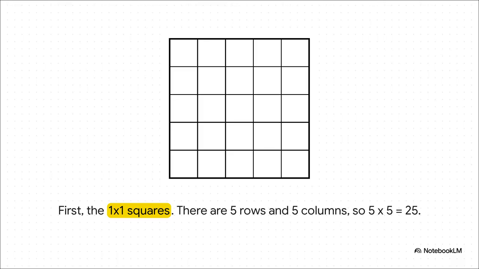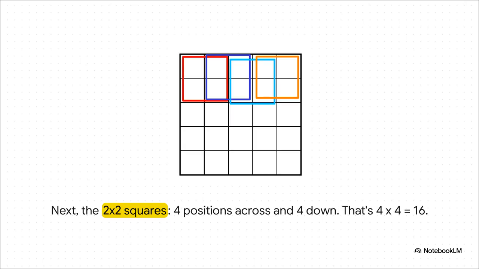Okay, let's start with the most obvious ones, the little guys, the 1x1 squares. We've got 5 rows and 5 columns, so that's just 5 times 5, which gives us 25 of them. Simple. Okay, what about the 2x2 squares? Well, think about where you can place one. It can be in 4 different spots horizontally and 4 different spots vertically. So, 4 times 4 gives us 16 of those.